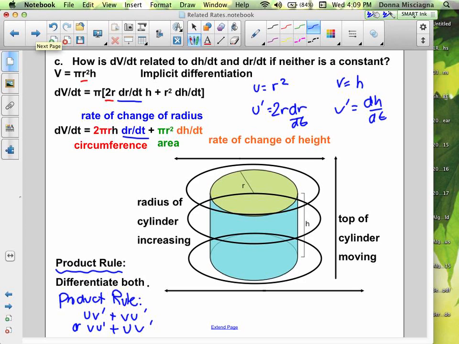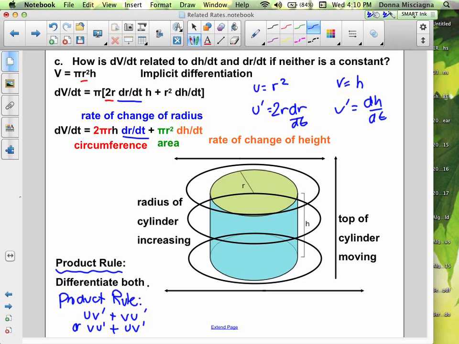Whether I take the derivative of the first and then multiply it by the second, or whether I take the derivative of the second and multiply it by the first, it doesn't matter the order here. u v prime plus v u prime, or v u prime plus u v prime. It doesn't matter who comes first. Sometimes on these related rates, I like to just take the derivative of the more complicated one first, which is the r squared. And that's what I did in this case.